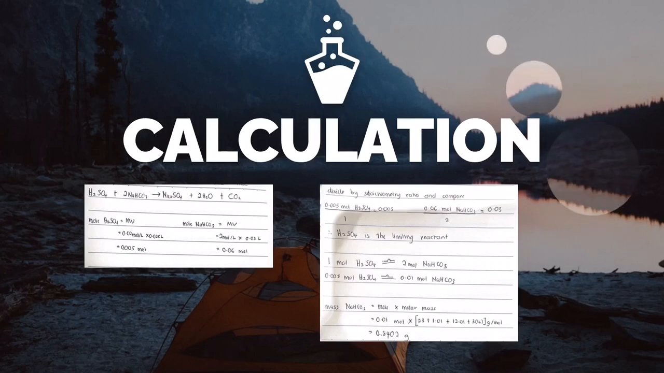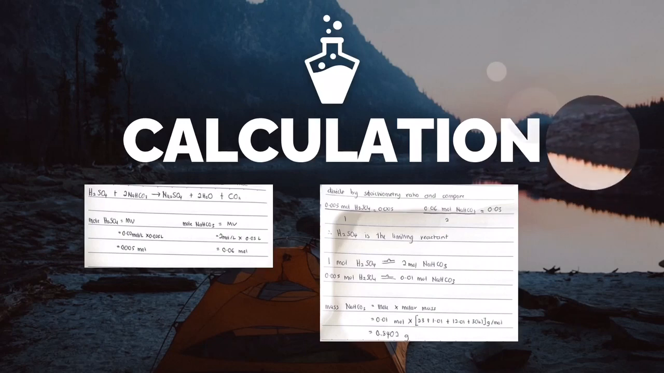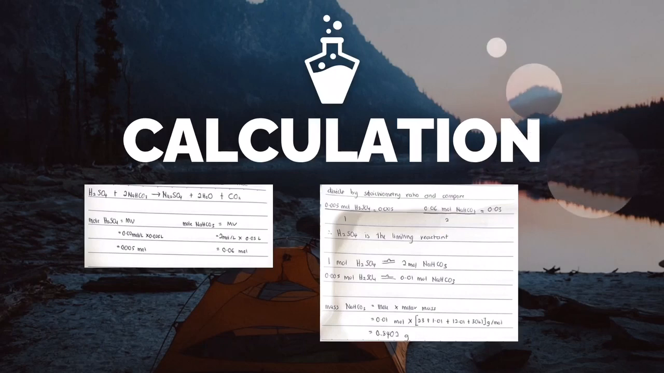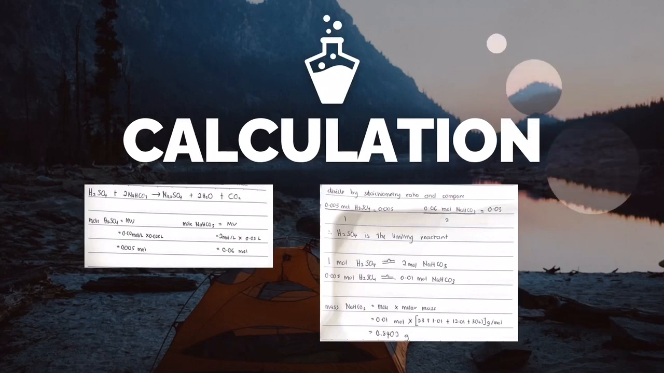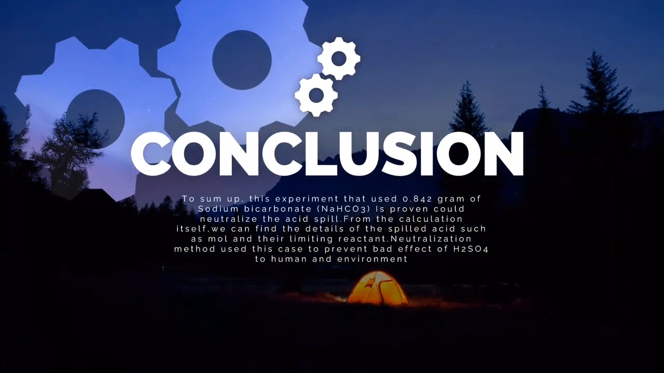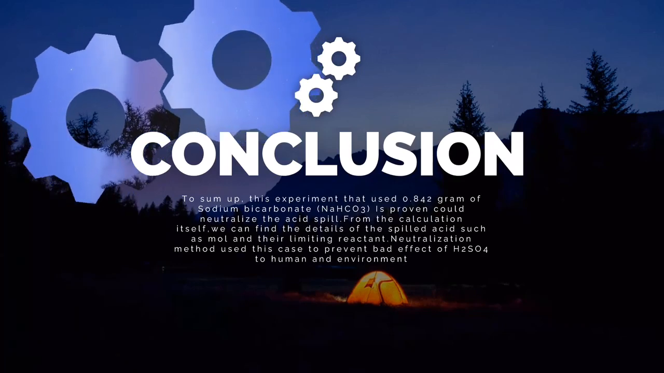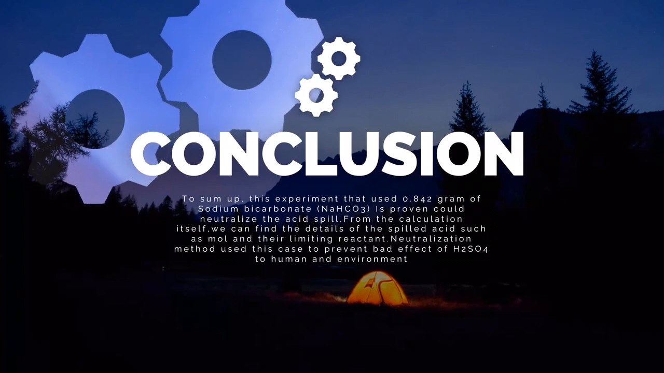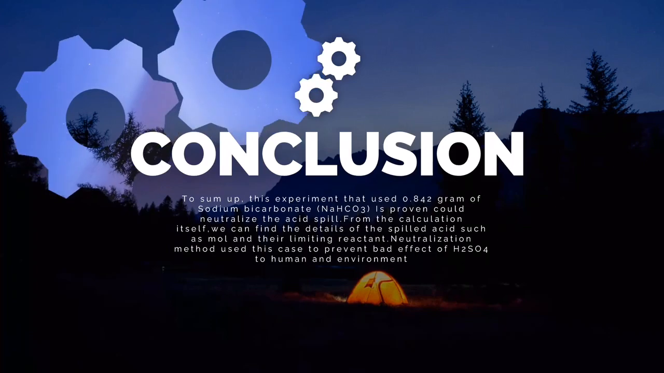We get to know that 1 mole of sulfuric acid needs 2 moles of sodium bicarbonate. So 0.005 mole of sulfuric acid needs 0.01 mole of sodium bicarbonate. Now we can find the mass of sodium bicarbonate needed to neutralize the sulfuric acid. So in conclusion, in this experiment, 0.842 gram of sodium bicarbonate is proven to neutralize the spilled acid. Furthermore, we can see that the method, which is neutralization, used in this case can prevent the bad effects of H2SO4 on humans and the environment.